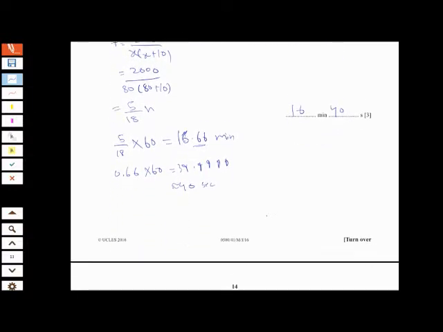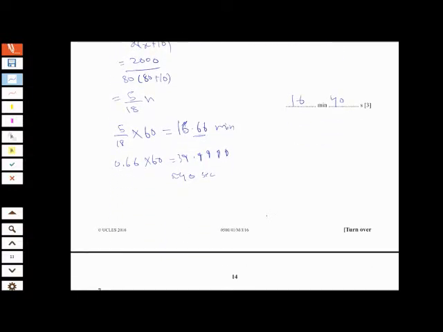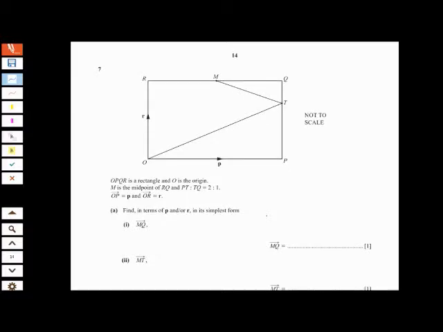Okay, now question 7. Alright, I love this kind of question. OPQR is a rectangle and O is the origin. M is the midpoint of RQ. And PT to TQ equals 2 to 1. So we know that PQ is split into 3 parts, because 2 plus 1 is 3. PT is 2 over 3 and TQ is 1 over 3.